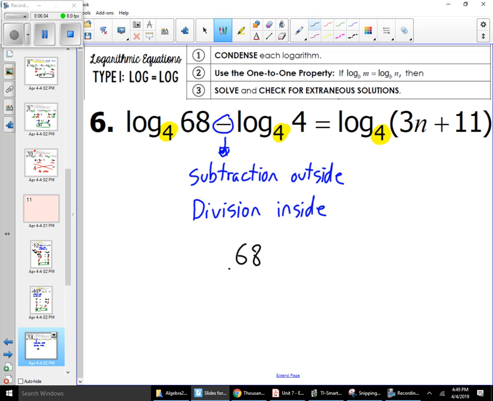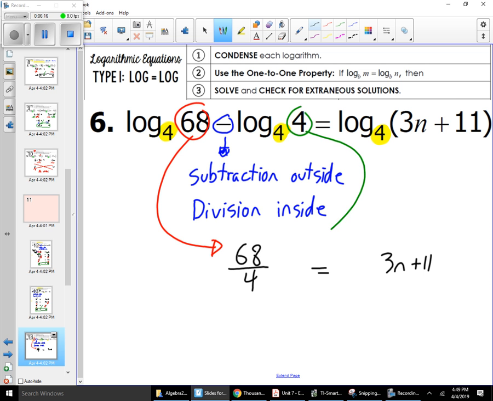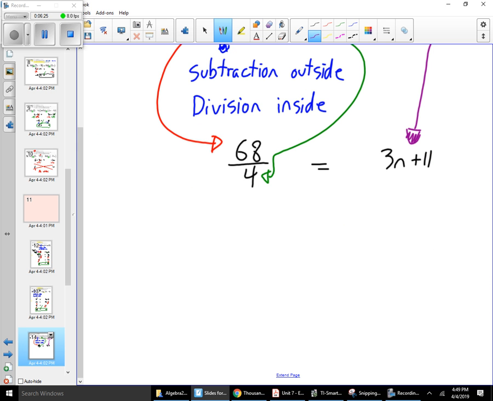68 over 4 equals 3n plus 11. Again, that 68 is coming from right here. The 4 from there. And last but not least, this expression from the right. So we can clean this one up a little bit. 68 divided by 4 is 17.